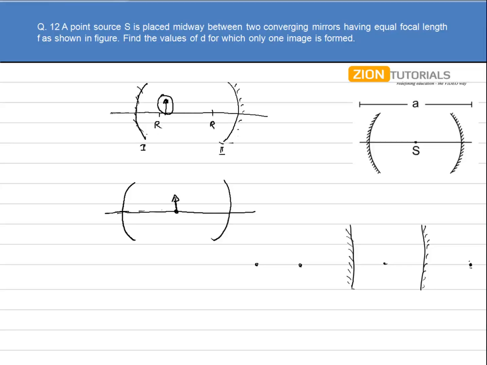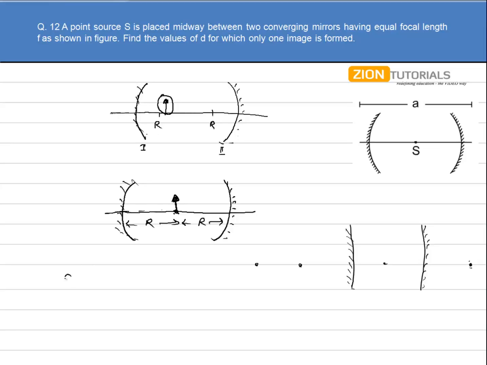Now this object is acting, and an image of it will be formed on this very point, because this is at a distance of r. So this mirror will form an image at this very point. Similarly, this mirror will form the image at this very point because it is also at a distance r. So the object and image are coinciding. So a number of objects and images will be formed, but only at a single point.